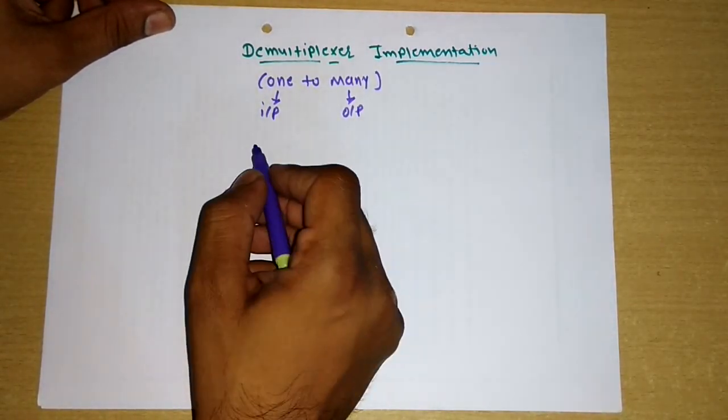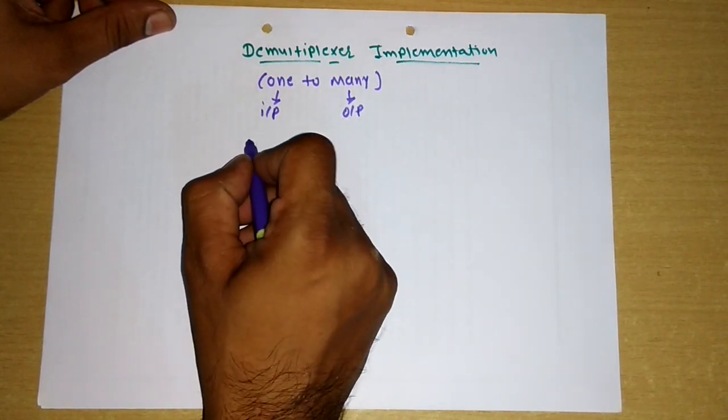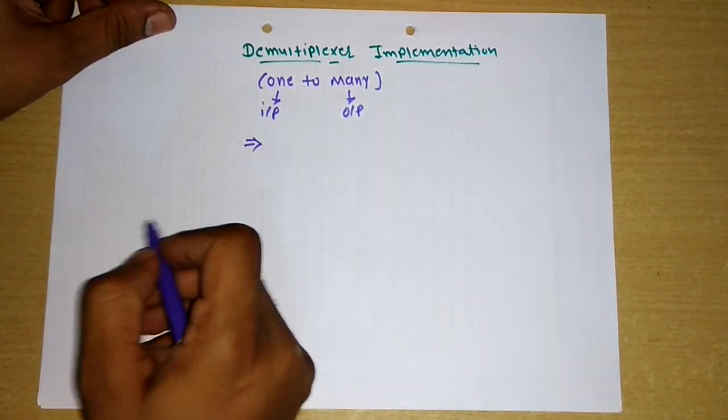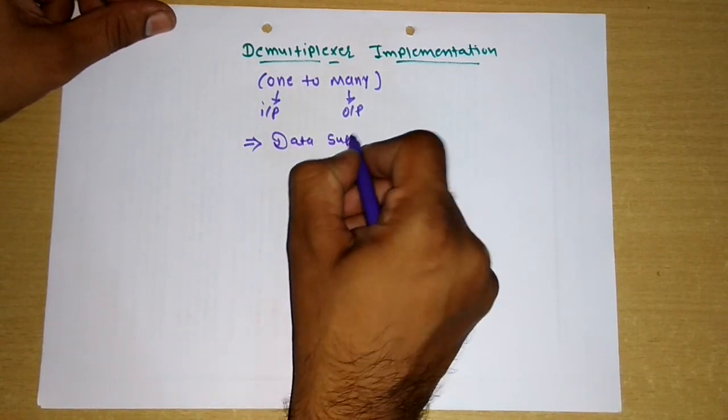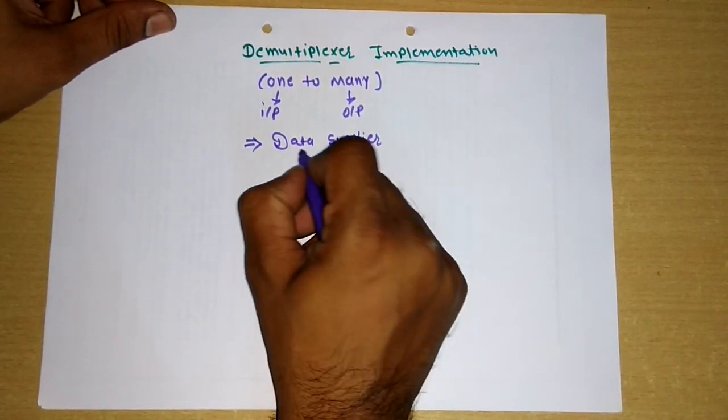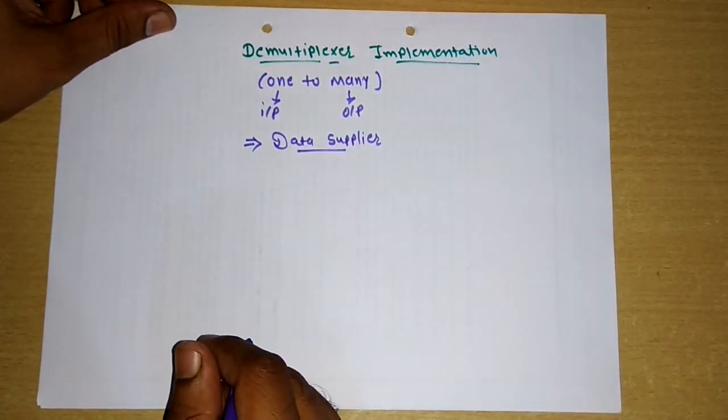We can also say that this demultiplexer circuit is also known as a data supplier. Let us see why it is known as a data supplier.